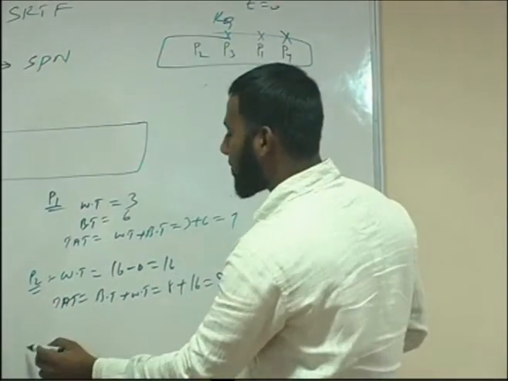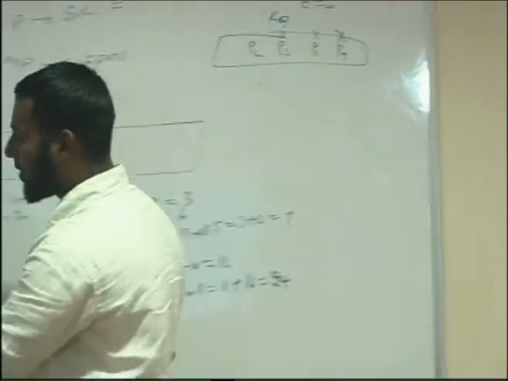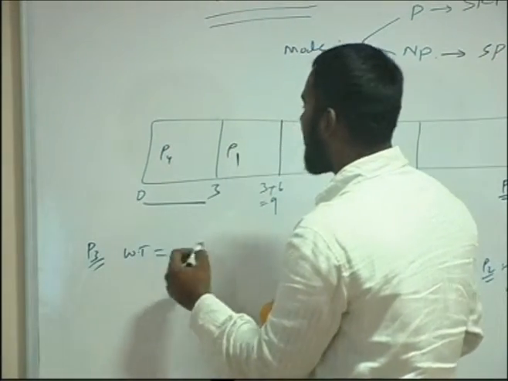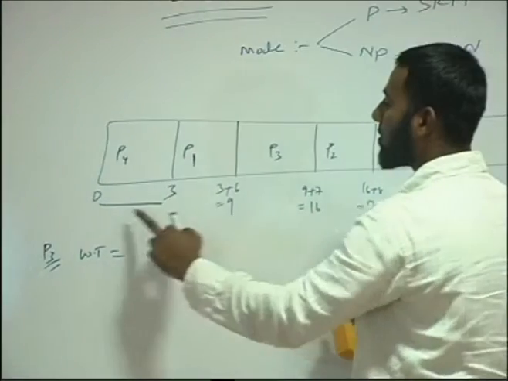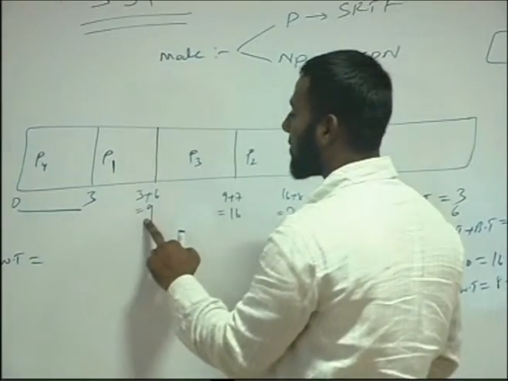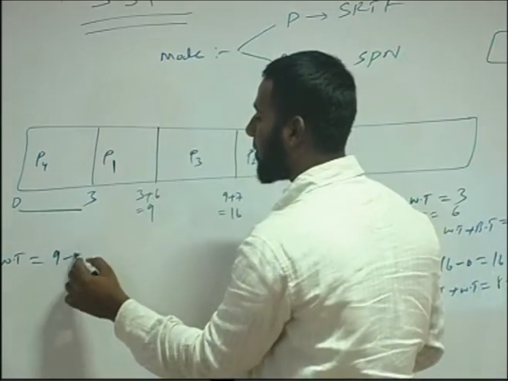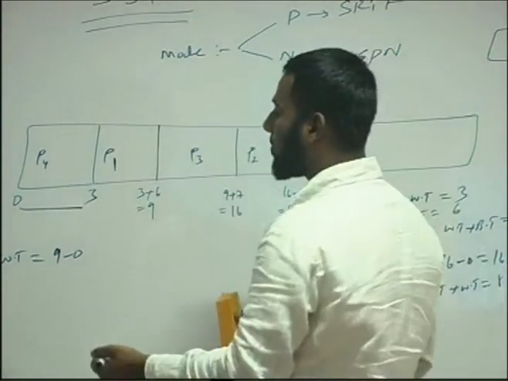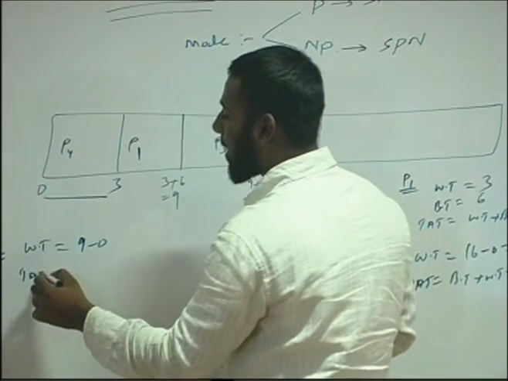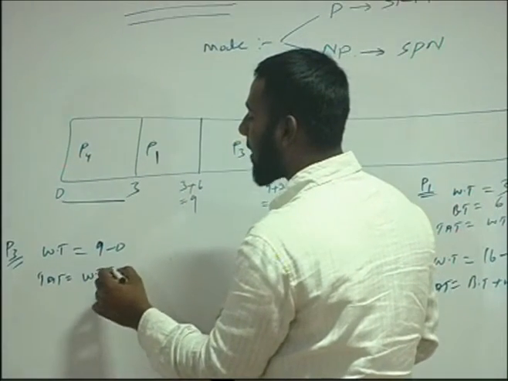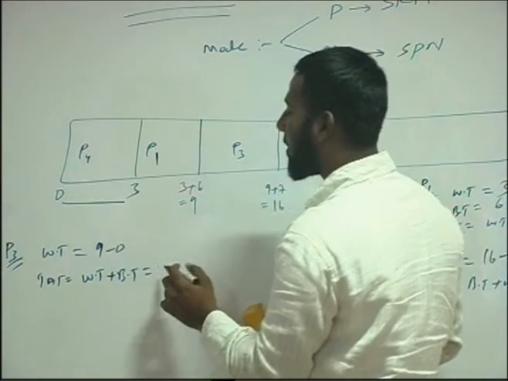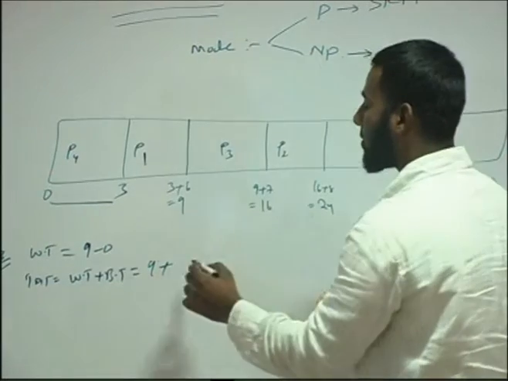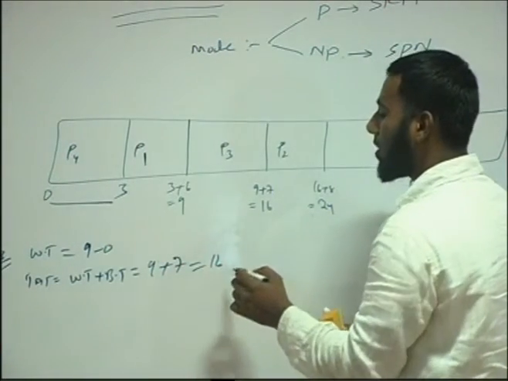Then for process P3. The waiting time for process P3: it has been submitted to the system at time 0, but has been given a chance after 9 units of time. Here the arrival time is 0, we assume arrival time to be 0, and the turnaround time is equal to waiting time plus burst time, which is 9 plus the burst time of process P3, which is 7, so 16 units of time.